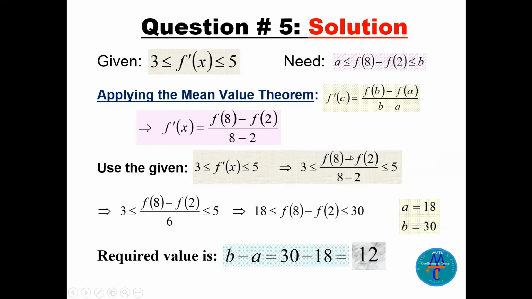We don't know what is f of 8 and what is f of 2, so we leave it. 8 minus 2 is 6, that's a constant, so multiply the 3 sides here by 6, the whole inequality. So it will be 18 less than or equal to f of 8 minus f of 2 less than or equal to 30. Now directly we can say a is 18, and b is 30. What do we need in this question? B minus a, 30 minus 18, the answer will be 12.